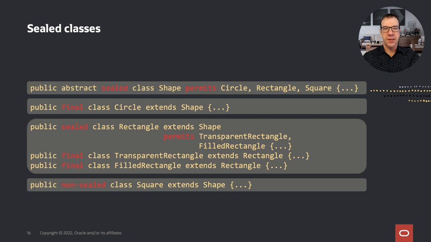The subclass of a sealed class may be final, like Circle here, or be sealed itself with its own list of subclasses, like Rectangle, or be non-sealed, like Square, so that anyone can extend it. The non-sealed modifier really does have a hyphen in it.